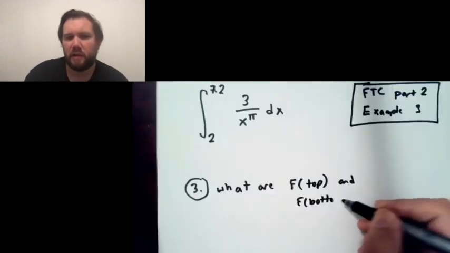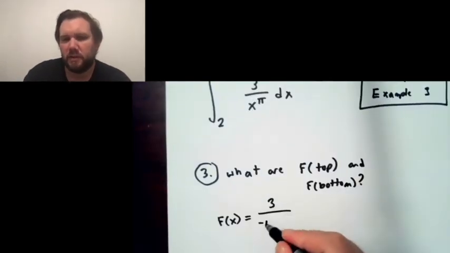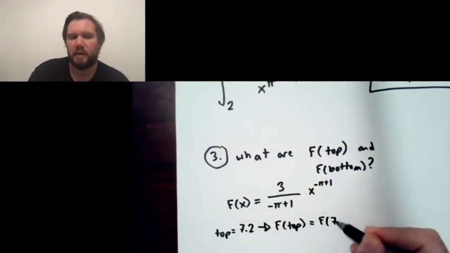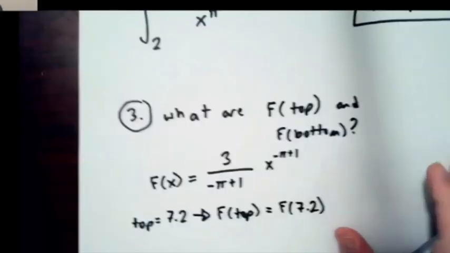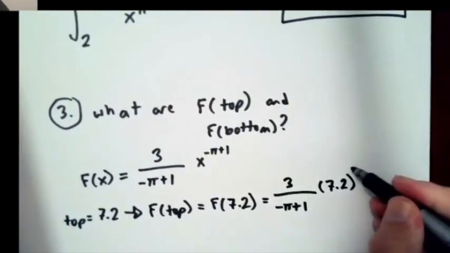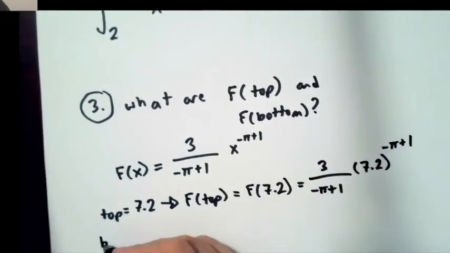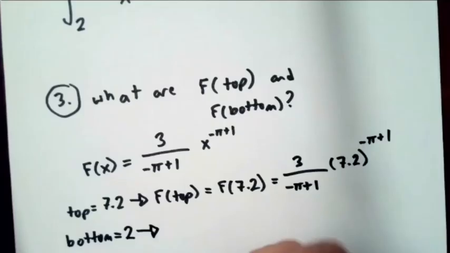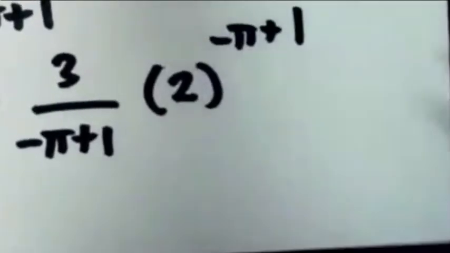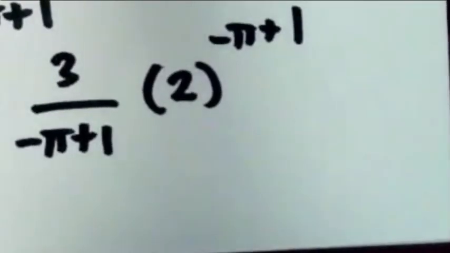So now let's find F of top and F of bottom. Big F of x that we just found was 3 over negative pi plus 1 times x to the negative pi plus 1. The top is 7.2. All we're going to do is take that number and plug it into that function. We get F of 7.2, which is 3 over negative pi plus 1 times 7.2 to the negative pi plus 1. And the bottom is 2, so big F of bottom is big F of 2. That's 3 over negative pi plus 1 times 2 to the negative pi plus 1.